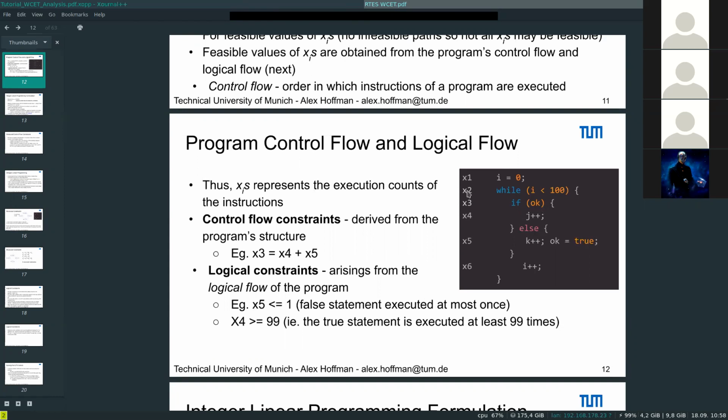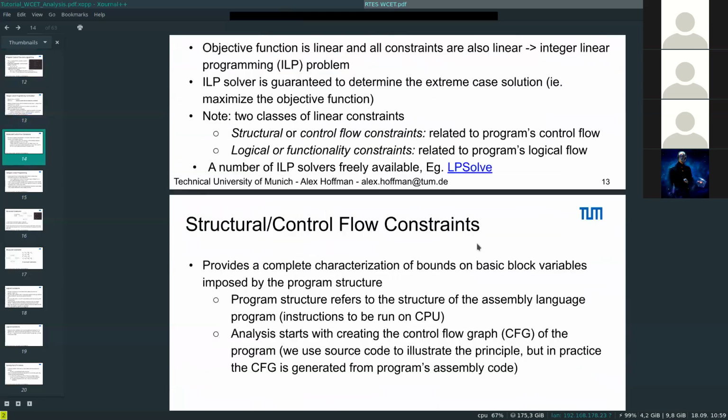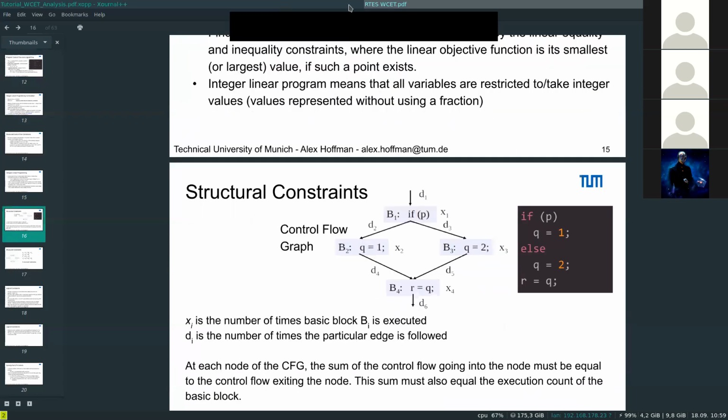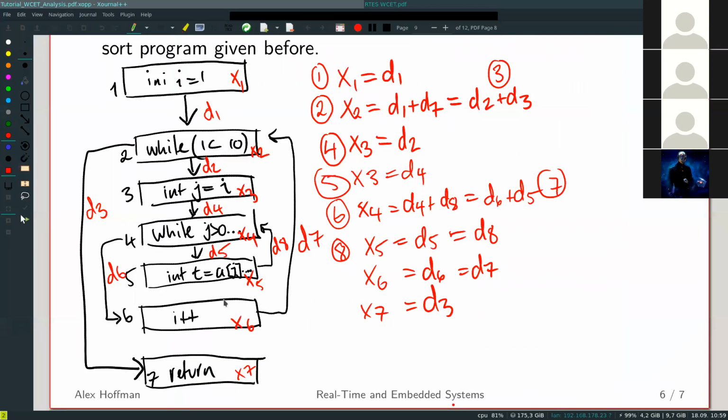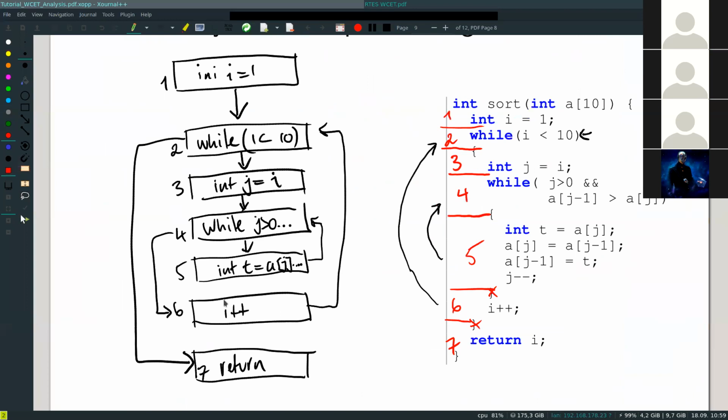So could someone tell me what a logical constraint would be for X2? Yes, so this will run 100 times. And if we were to make a little flow graph of this one, we'd see, for instance, that X2 and X6 would be equal, right? But now with logical constraints, it's not in the question in the tutorial, but let's see if we can derive some logical constraints from this program. We look at this.